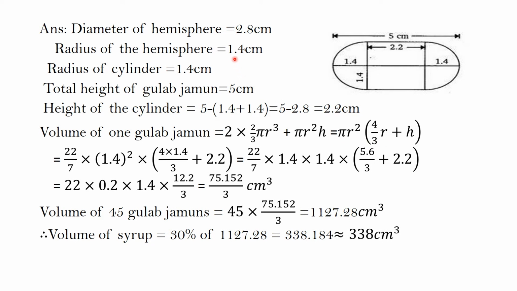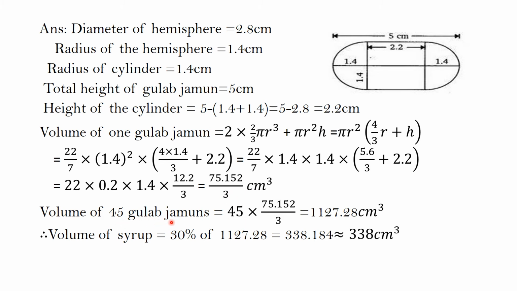Radius is equal to 1.4, height is equal to 2.2. Substituting the values, 22 by 7 into 1.4 whole square multiplied with 4 into 1.4 by 3 plus 2.2, we have 22 by 7 into 1.4 into 1.4 multiplied with 5.6 by 3 plus 2.2. Finding LCM and reducing into the lowest term, we can see it will be 22 into 0.2 into 1.4 multiplied with 12.2 by 3, which is equal to 75.152 by 3 centimeter cube.